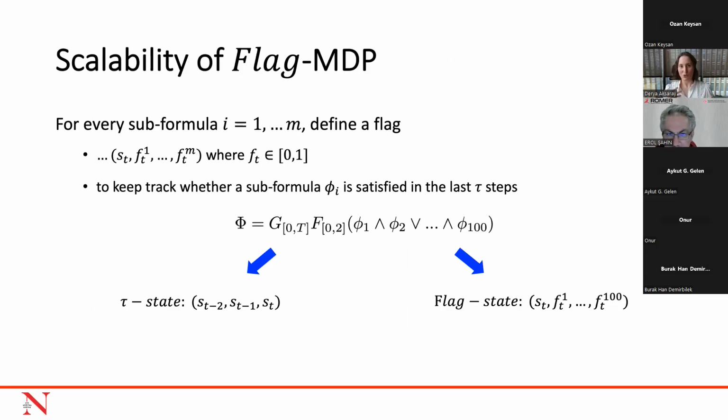Now, is flag MDP everything? Does it solve everything? The answer is no. For example, if you have a specification where there are a lot of possibilities, for example, I want to periodically visit A and B or C and D and E. If you have multiple options, then we need to create a flag for multiple options. So for example, if you have a formula like every 2 time steps, I want to go to phi 1, phi 2, or phi 3, or maybe phi 100, then with tau state, you can calculate something with these 3 elements, because this would require that I keep the current state and the last 2 time steps. But the flag state would be the current state and 100 flags. So in this case, flag MDP would have a larger representation.